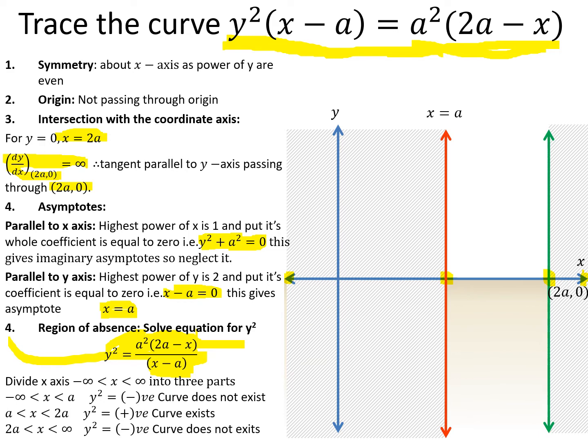So only we are getting one strip, that is x is equal to a red line to x is equal to a green line where the curve exists. So only here we will draw our curve. Okay. So remember that point at tangent, your curve will pass through that point and touch your tangent line, and at asymptote your curve will be parallel at the end of the asymptote.